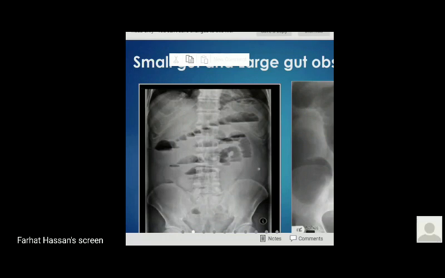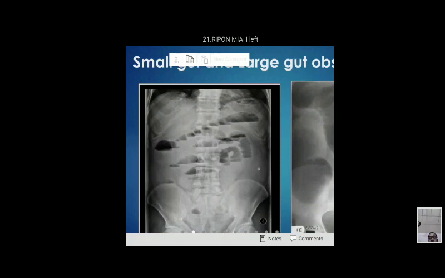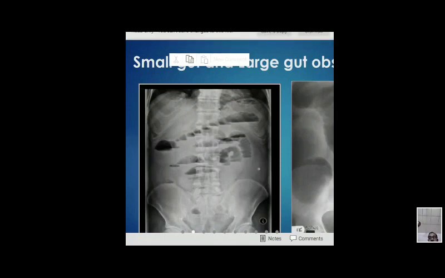Yes. So these are the four cardinal features: abdominal pain, vomiting, constipation, and distension. So, what are the important presentations of small bowel obstruction?